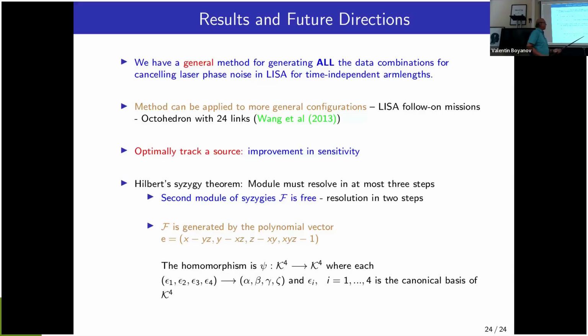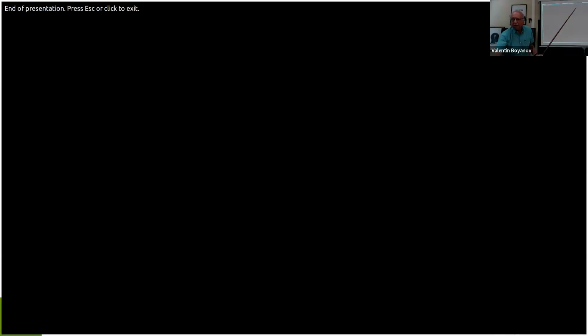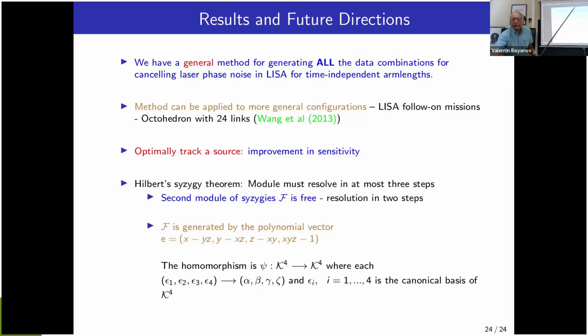Then I don't know what is the physical significance of this. I've tried to figure out. This is not as entangled as other modules. It is closer to real. There is only a generated by the polynomial vector like this. So this is a canonical basis. So I don't know whether that. Yeah, that's it. So okay.